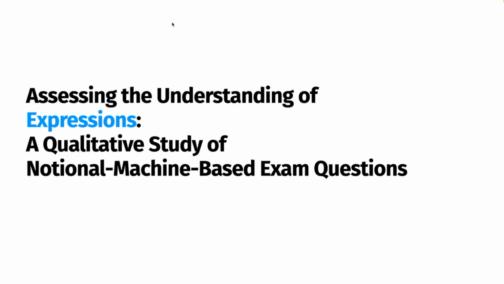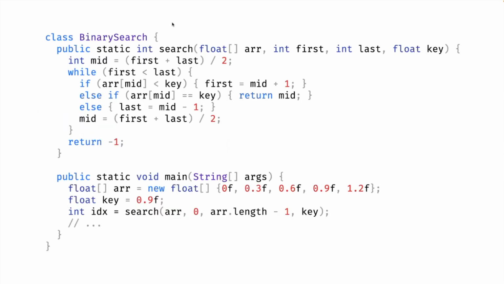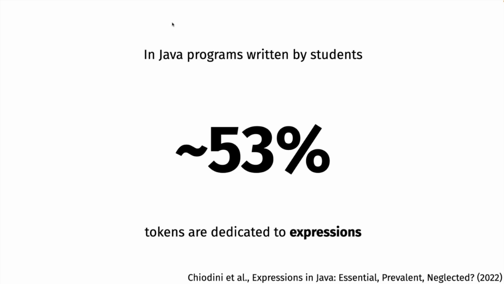So why do we focus on expressions? Well, expressions are the most prevalent construct in most programming languages, even those that are not predominantly functional. So let's take a look at this code snippet here. This is binary search implemented in Java. If we were to highlight all the tokens that are expressions, you can see that it would be most of them. In fact, it has been shown that in Java programs written by students, 53% of the tokens are expressions.